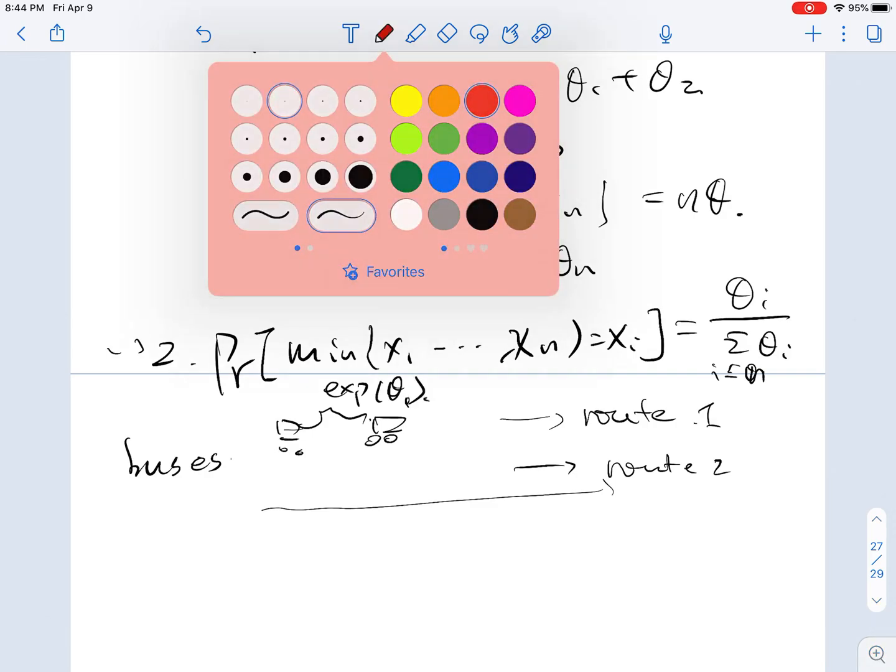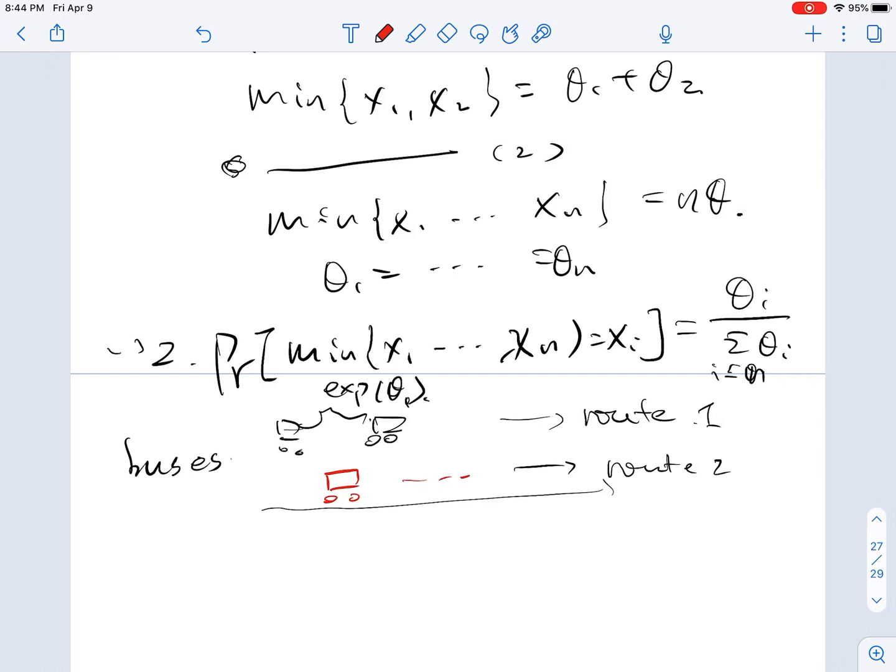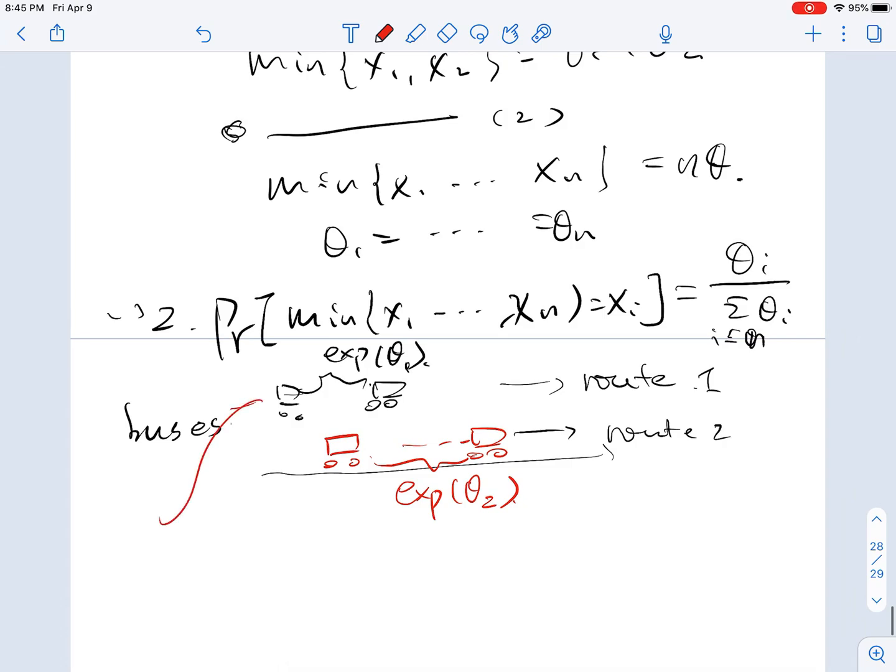And let me change to a different color. So this is bus 2, another bus we can use. The inter-arrival time is modeled as exponential theta 2. Right. So let me just be more specific.